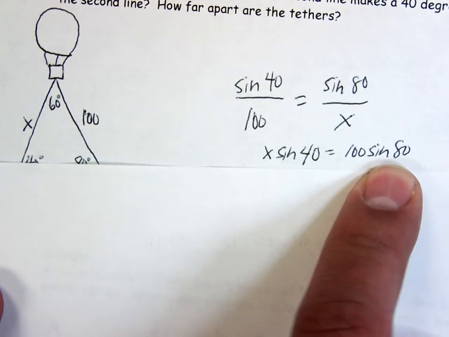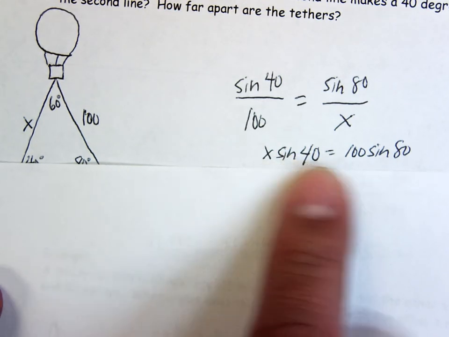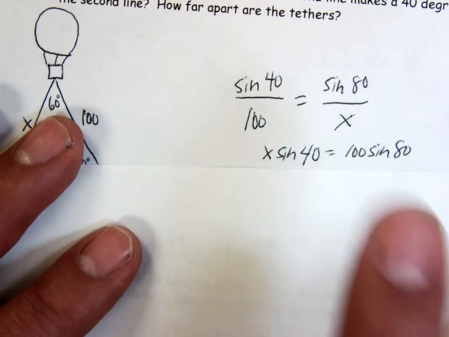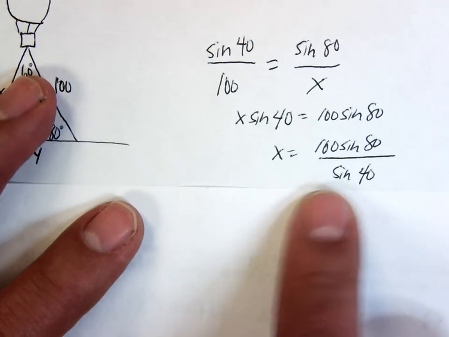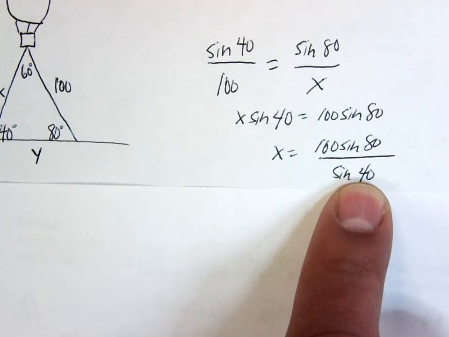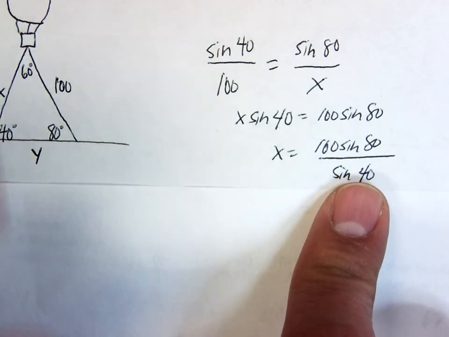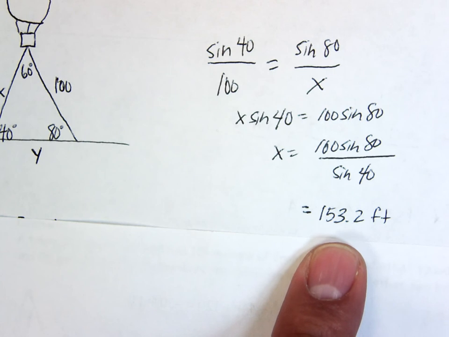Again, these are just numbers. This sine 40 is a number, like 8 or 9. This sine 80 is just a number. We're just trying to get this x by itself. So now we're going to divide both sides by sine 40, and I get x equals 100 sine 80 divided by sine 40. At this point, go to your calculator, put that whole mess into the calculator, and you'll get that x is equal to 153.2 feet. So that is the length of the other tether.